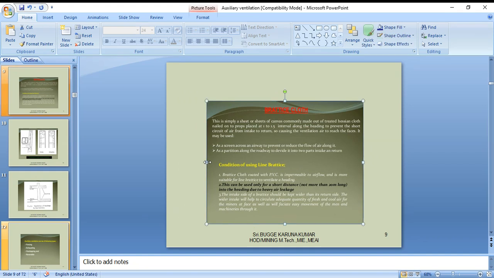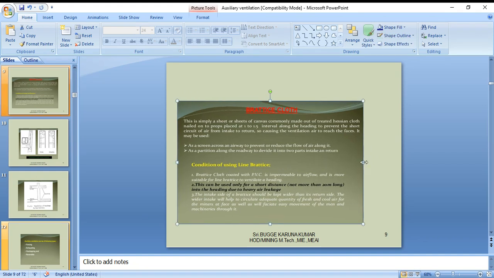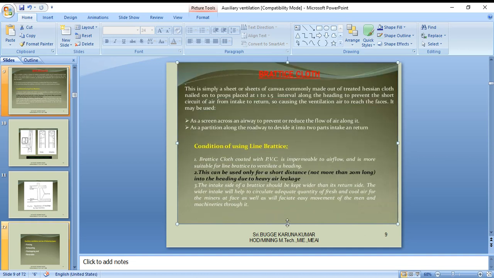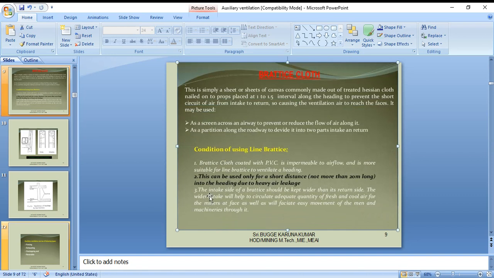Brattice cloth. This is as simple as a sheet or canvas, commonly made out of treated hessian cloth, nailed in place at 1 to 1.5 meter intervals along the heading to prevent short circuit of air from the intake to the return, causing the ventilation air to reach the faces.